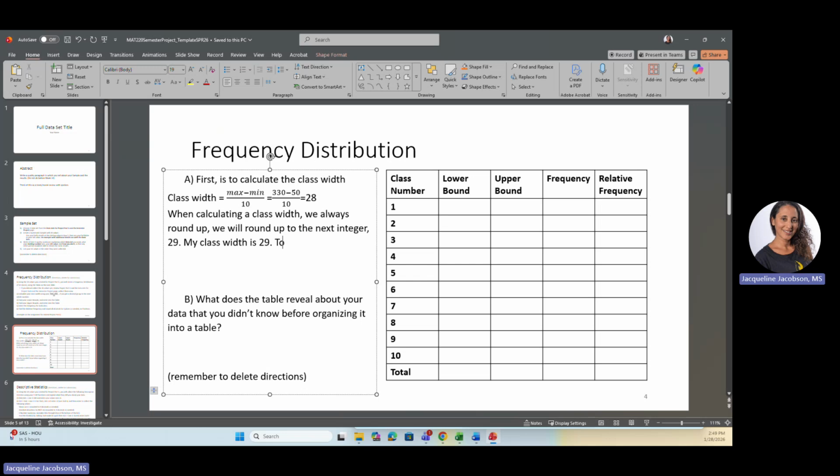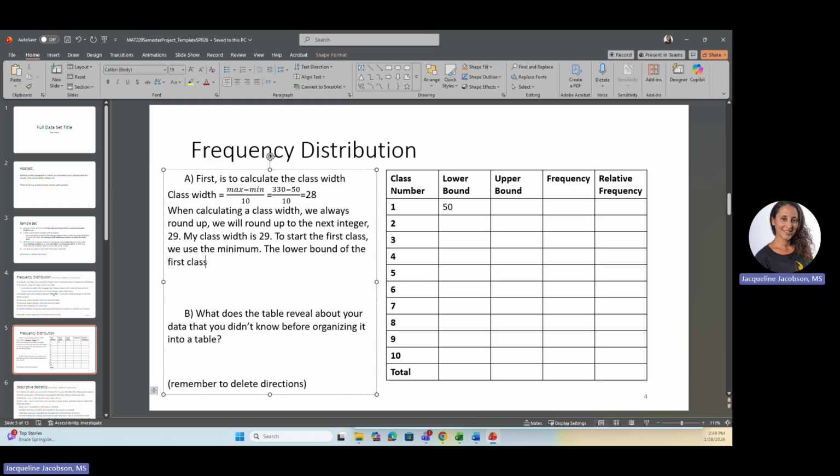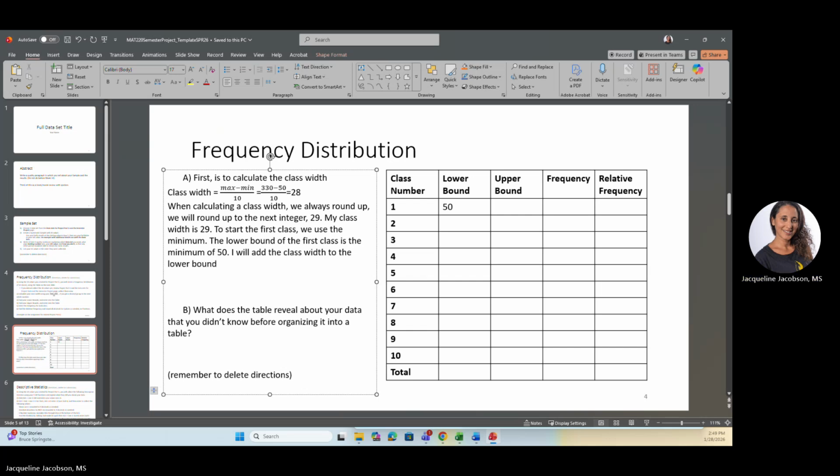Okay. To start the first class, again, you guys are using your own terminology. We use the minimum, right? Explain it in such a way that anyone can understand. So my first lower bound is the minimum. So the lower bound of the first class is the minimum of, what is it, 50. I will add the class width to the lower bound of the first class to continue to find each lower bound.